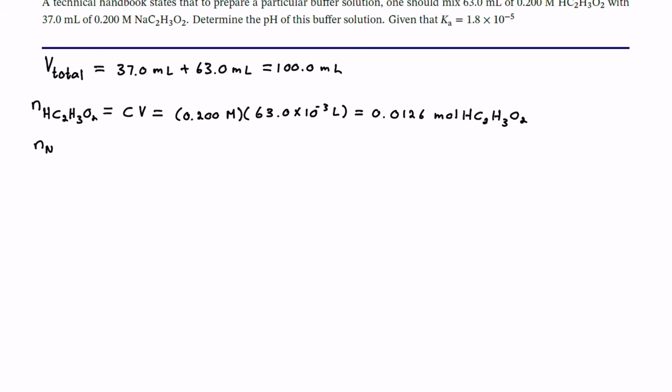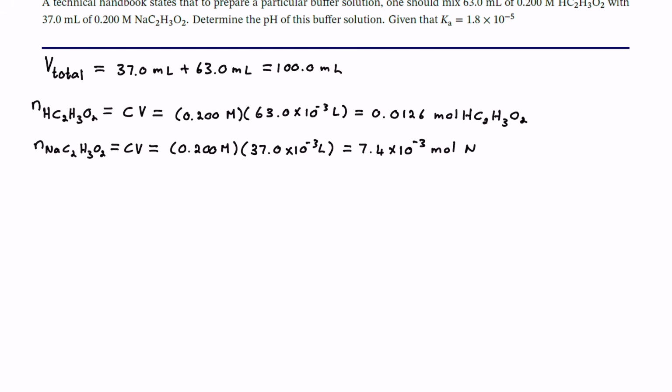We can also calculate the number of moles of the sodium acetate. That is, of course, 0.200 molar, and it's 37.0 times 10 to the negative 3 liter, and that is equal to 7.4 times 10 to the negative 3 mole sodium acetate.